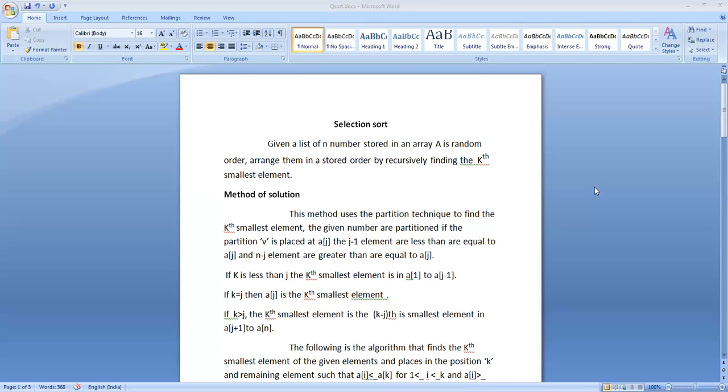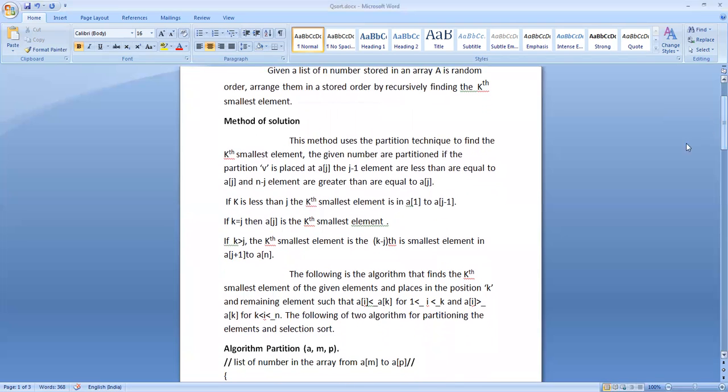Now, what is the problem definition of this selection sort? Given a list of n numbers stored in an array A in a random order, arrange them in sorted order by recursively finding the kth smallest element. Okay, how does the method go? So this method also uses the partition technique that I have told you already. Okay.